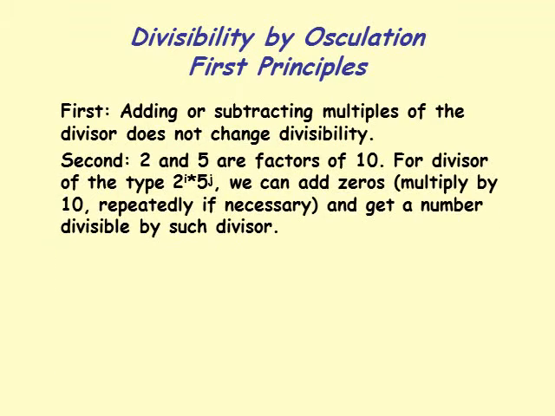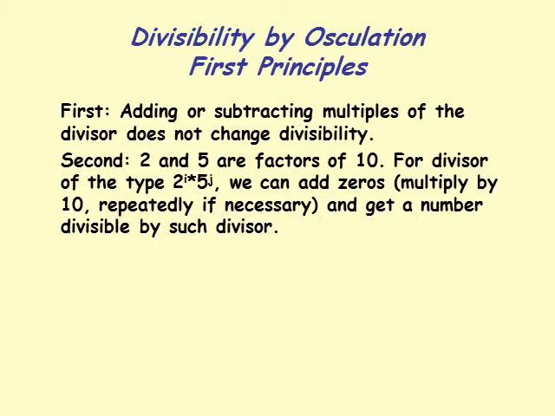Second, 2 and 5 are factors of 10. For divisors of the type 2 raised to the power i times 5 raised to the power j, the multiples of 2 and multiples of 5, we can add zeros. When we add zeros to the right, we are multiplying by 10, and we can do that repeatedly if necessary, and can get a number to become divisible by such a divisor.